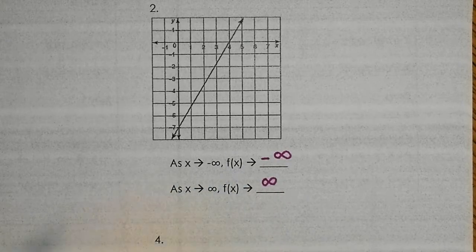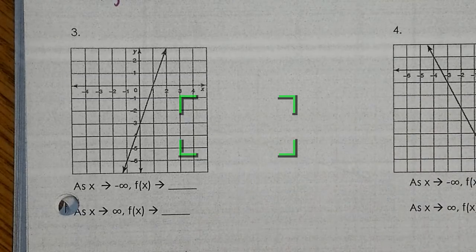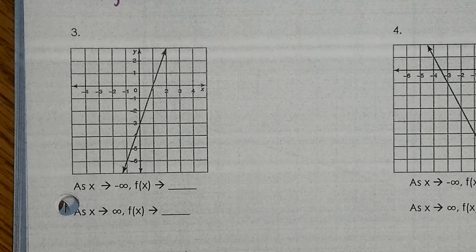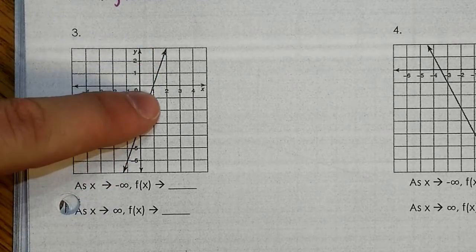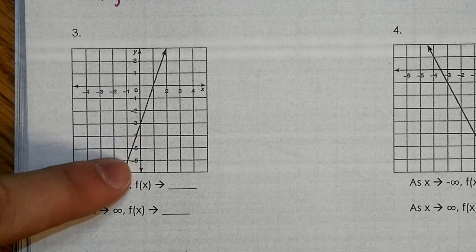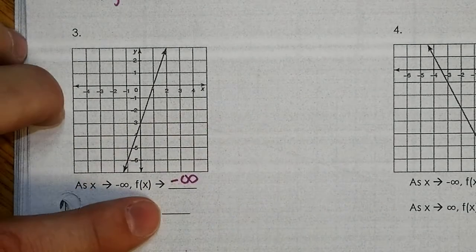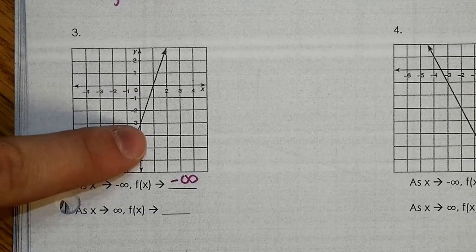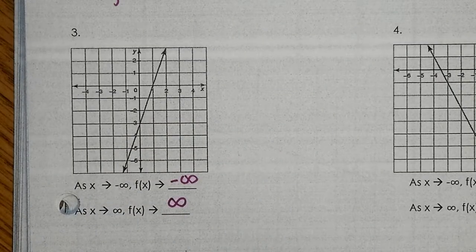Make sense? If you want to, try 3 and 4 on your own. But if you still need a little help with it, then follow along with me here. So here's my graph. If I go left on my graph, which direction am I going? Down. And then as I move right, where am I going? Up. And that's all it takes.